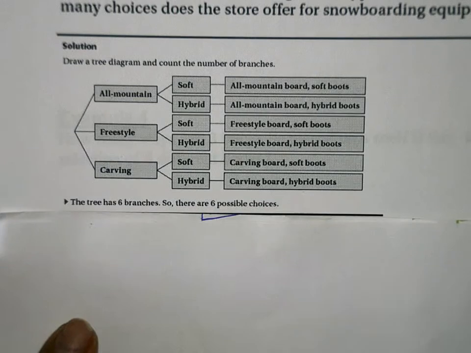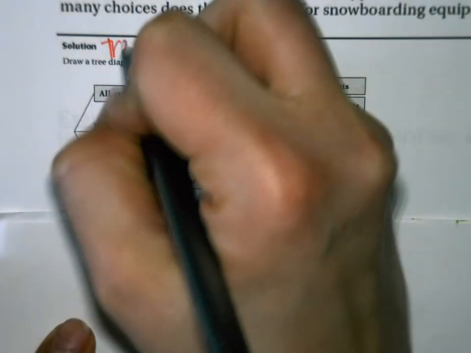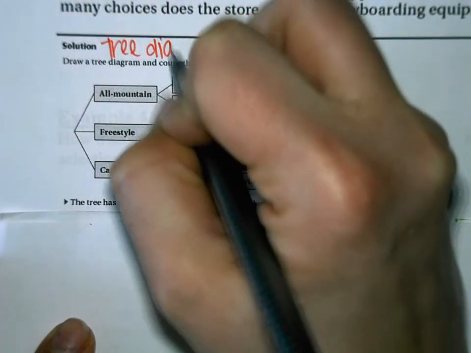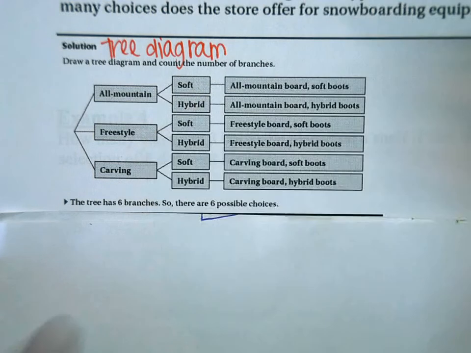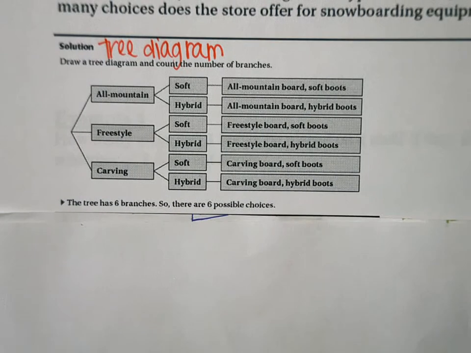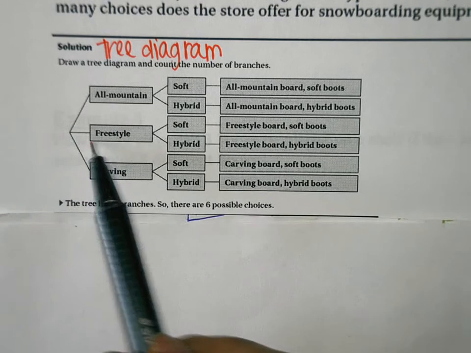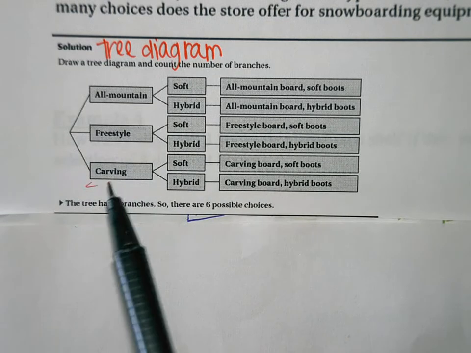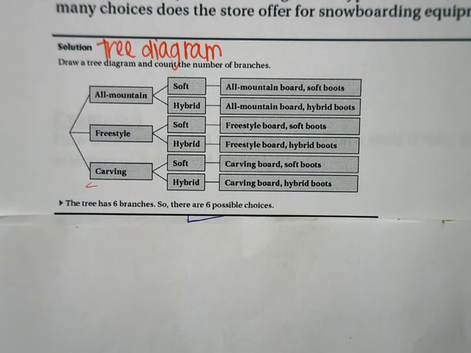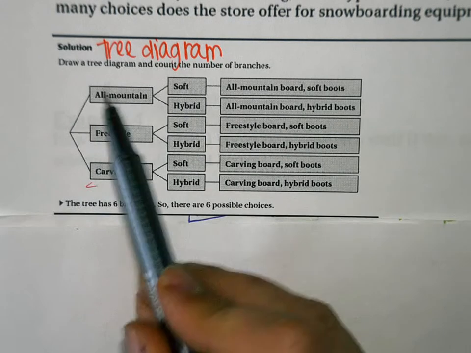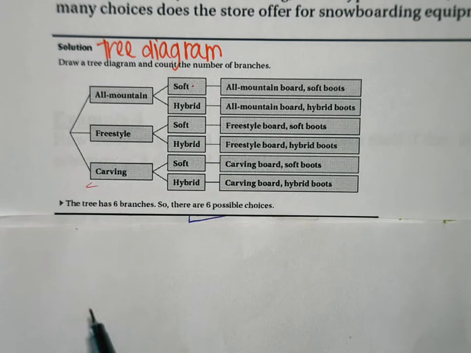Okay, so this is called a tree diagram. And the purpose of the tree diagram is to show the different possibilities that our situation can have. So in the situation, we have a sporting goods store that offers 3 types of snowboard: all mountain, freestyle, and carving. And then there's 2 different types of boots. So each type of snowboard can use either a soft boot or a hybrid boot.